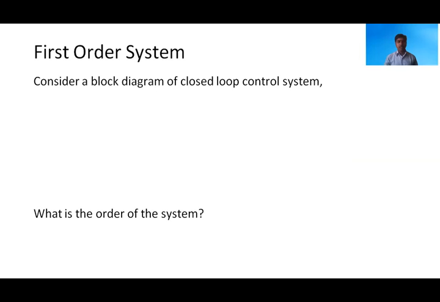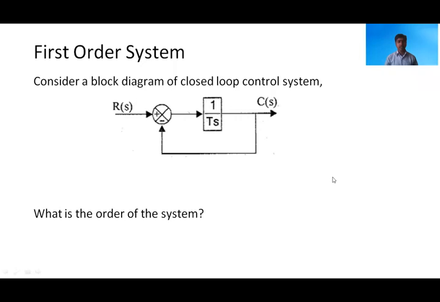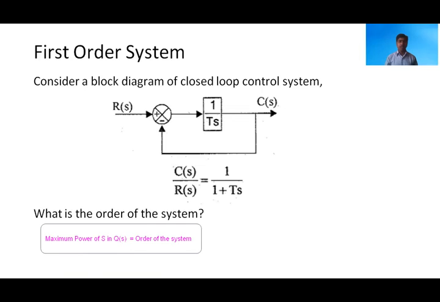Take this through one example. We'll see how to find the time response of a given first order system. Take this example. The given system is a single loop system, and here the open loop gain or the forward gain is 1 by Ts, but the feedback gain is 1. Nothing is given means it is 1. Therefore, the transfer function C of s by R of s is equal to 1 by 1 plus Ts.